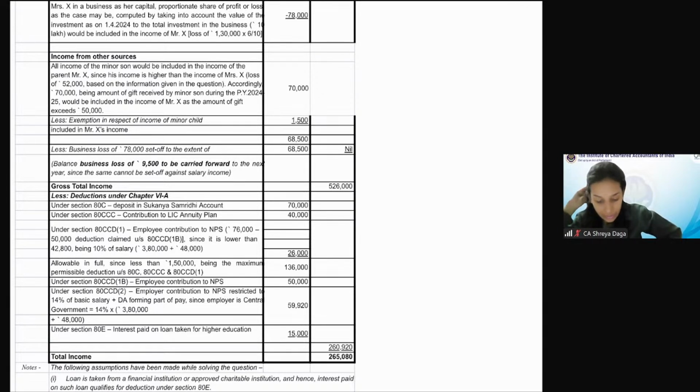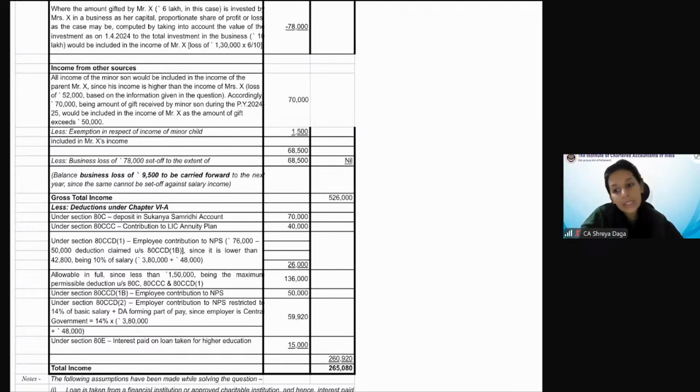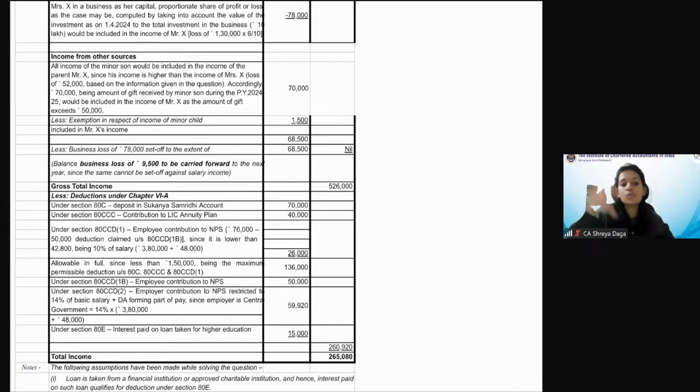80E is governing education, higher education interest loan. That is there. I'm not dealing with too much details about Chapter 6A because it's a separate chapter. Okay, when you do that chapter, you'll understand why it's what has been calculated. I'm just putting it to complete the sum for now. And when you do that chapter, you'll be able to understand the things better.